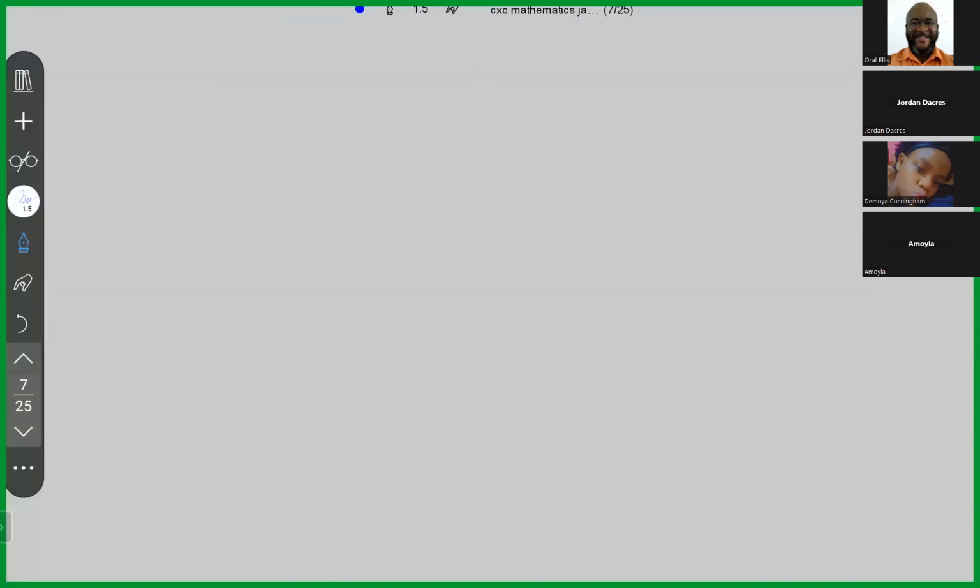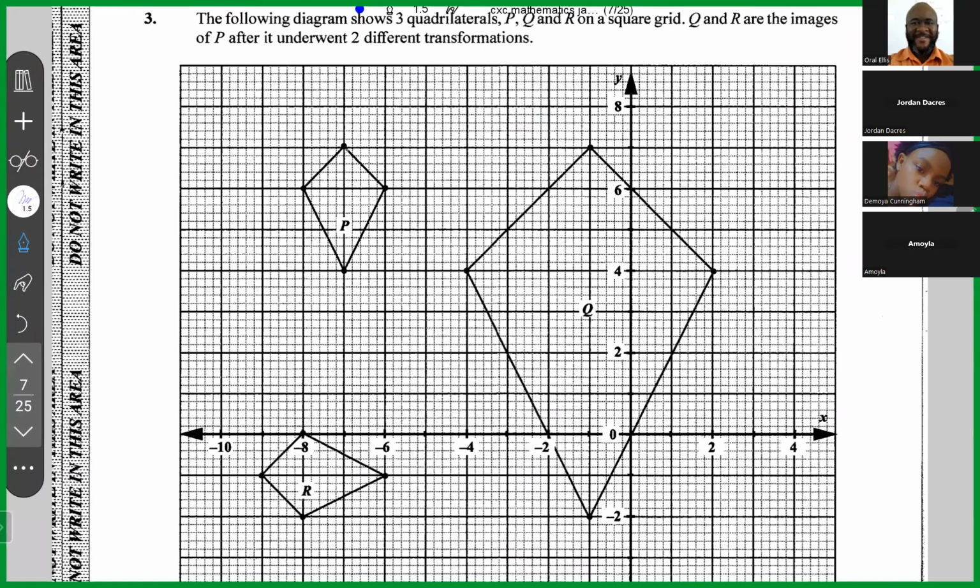So let's do that. Let's move P 10 units to the right: 1, 2, 3, 4, 5, 6, 7, 8, 9, 10. Horizontally, it's going to end up on that line. Then we move it 4 units downwards: 1, 2, 3, 4. This would be the new position of the top vertex.